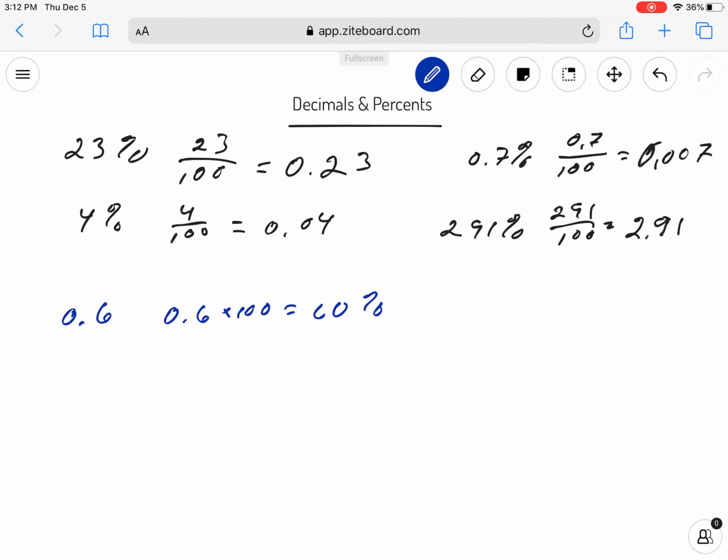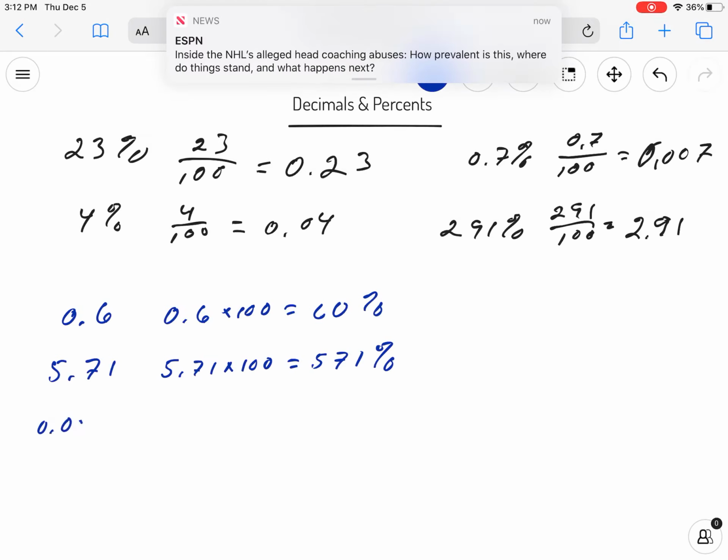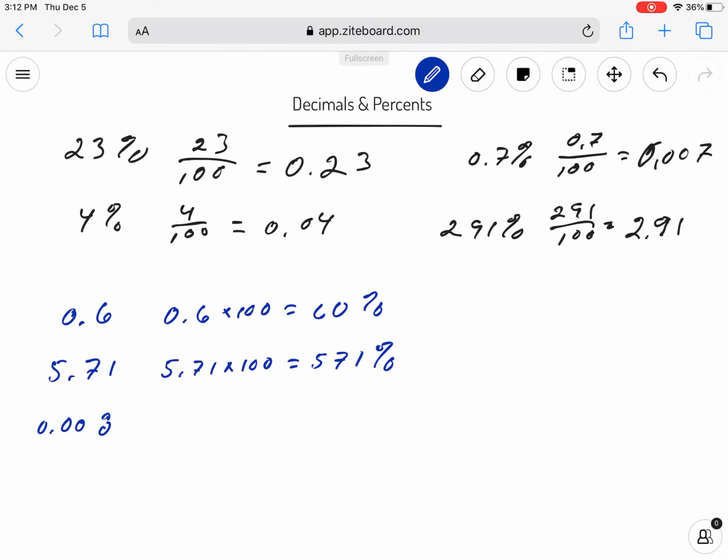Okay? If I have 5.71, all I need to do again is multiply it by 100. And that gives me 571%. If I have a smaller decimal, and then I again take the same number, the decimal, multiply it times 100, and I'm going to have 0.8%. Okay? So pretty straightforward going between decimals and percents.